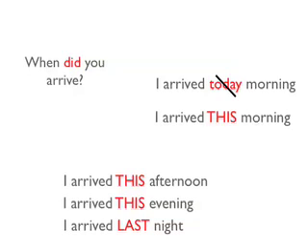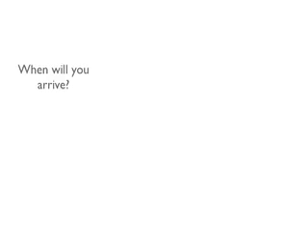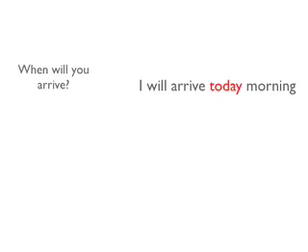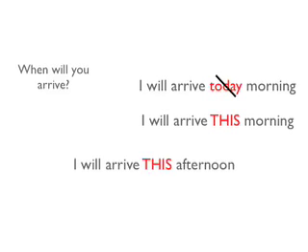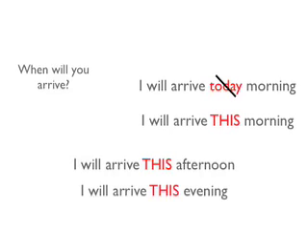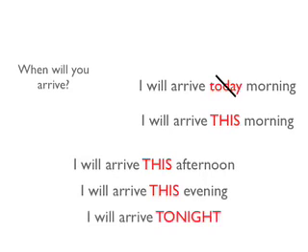Okay, let's have a look back at this one. When will you arrive? I will arrive today morning. Again, that is wrong. I will arrive this morning. I will arrive this afternoon. I will arrive this evening. I will arrive tonight. So we're talking about future tense.